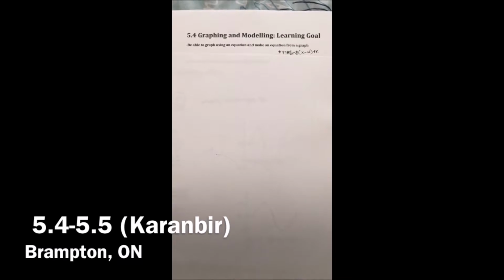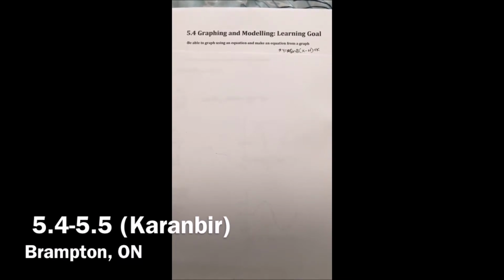The learning goal for this lesson is to be able to graph using an equation and to make an equation from a graph. To start off, we will graph the following equation as shown below as a sine function. We can start off by referring to the note above and finding our a, b, h, and k values. To also review, look at the mapping notation: ay plus k and x over b minus h.